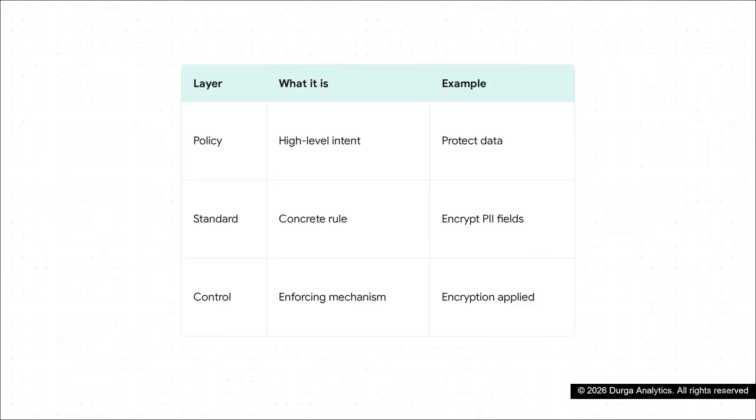Let's really lock down the differences between these top 3 layers because it's absolutely crucial. Policy, it says why. It's your high-level intent, like protect personal data. And honestly, it rarely changes. The standard says what. That's your concrete, testable rule. Something like PII fields must be encrypted and access locked. Then you have the control, which is the how. It's the actual mechanism enforcing it, like encryption applied, log alerts on access. You absolutely need all 3 of these working together.